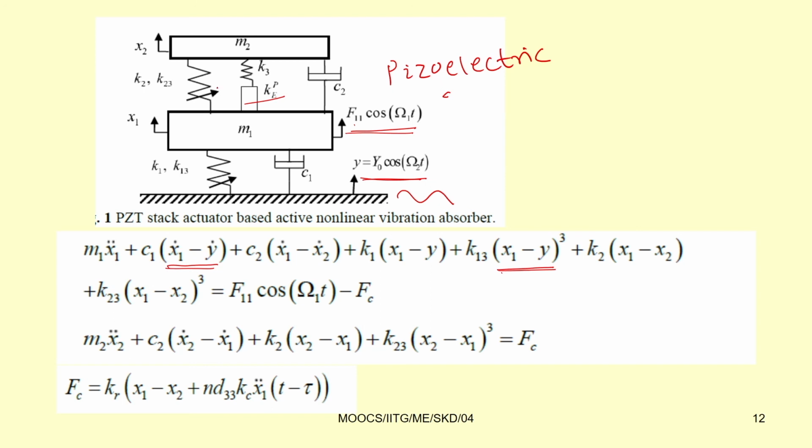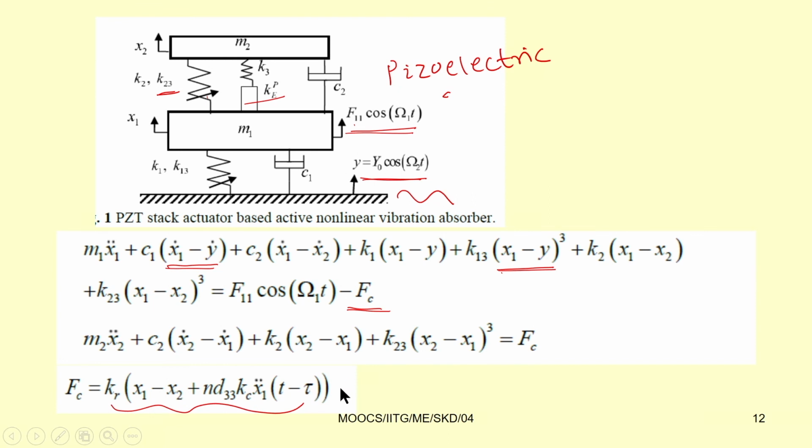You just see k2 is between mass 2 and mass 1, so the relative displacement is x1 minus x2. So, k2 into x1 minus x2. Similarly, for k23, the nonlinear term is written in terms of k23, so k23 into x1 minus x2 cube. This will be equal to the forcing acting here, that is F11 cos omega t, minus the forcing due to the stack actuator, that is Fc. So, the forcing of the stack actuator can be written in this form.